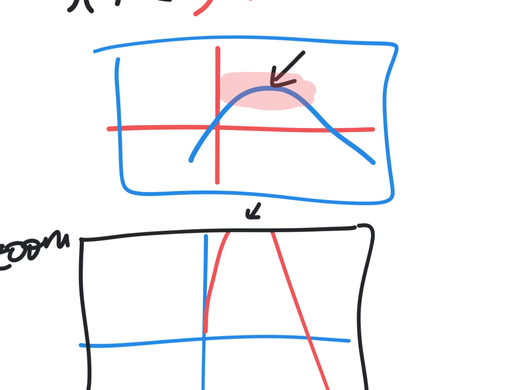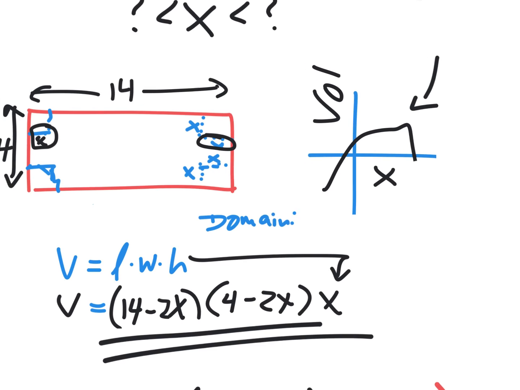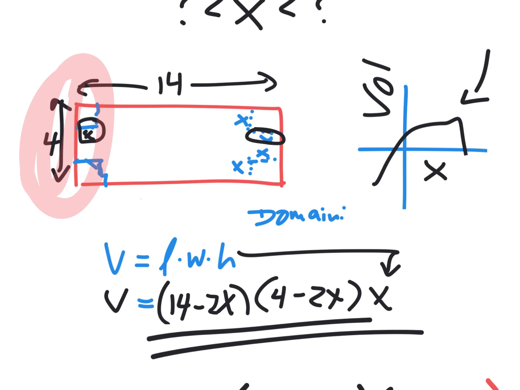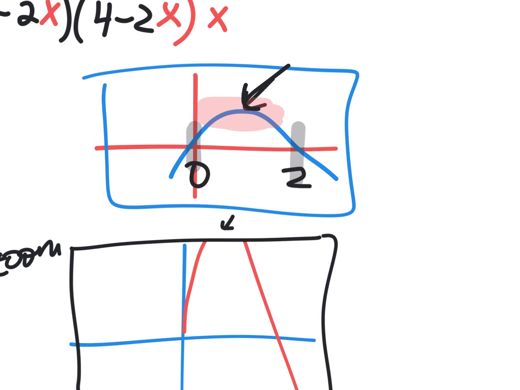Did you figure out the domain was that x had to be between 0 and 2? Why? Because in our box, this side is 4. How could you cut out corners that are any bigger than 2? So between 0 and 2 is all that matters. Here is 0 and here is 2, and we want to find this high spot.